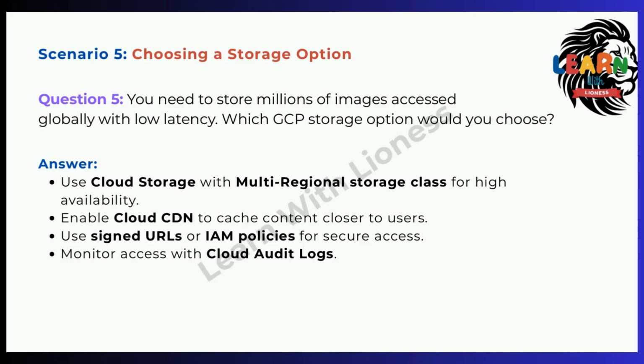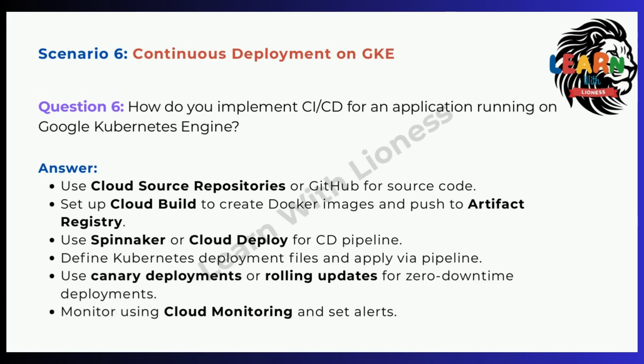Scenario 6. Continuous deployment on GKE. Question 6. How do you implement CI/CD for an application running on Google Kubernetes Engine? Answer. Use Cloud Source Repositories or GitHub for source code. Set up Cloud Build to create Docker images and push to Artifact Registry. Use Spinnaker or Cloud Deploy for the CD pipeline. Define Kubernetes deployment files and apply via pipeline.